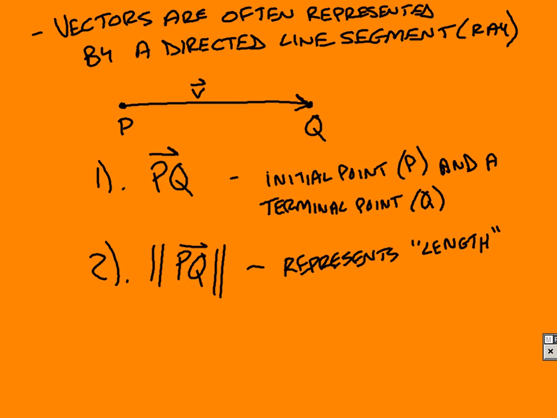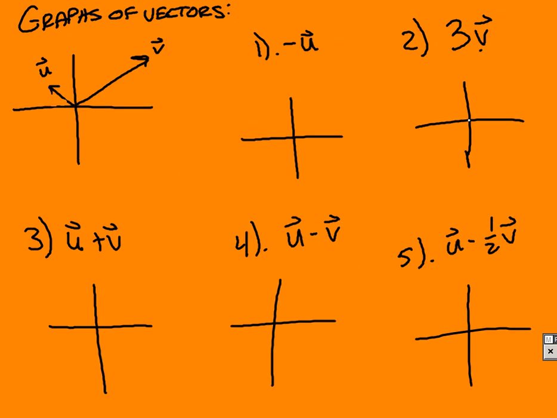Now, vectors are normally represented with a directed line segment. Sometimes we've called this a ray before. So if we're going from P to Q, I call it directed line segment PQ, which starts at P and goes to Q. If I use this kind of double absolute value here, that means the length or the magnitude of that vector. So we start by looking at pictures. We want to draw how these vectors will look.